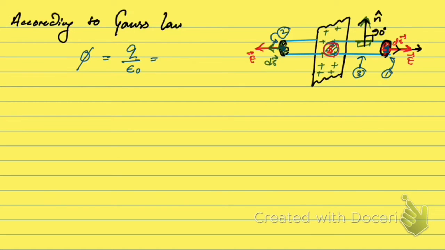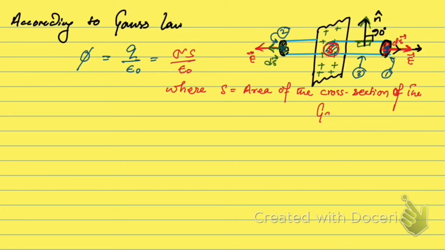So that should be sigma into S divided by epsilon naught, where S is the area of cross section of the Gaussian surface. Right, so that's what we have taken.